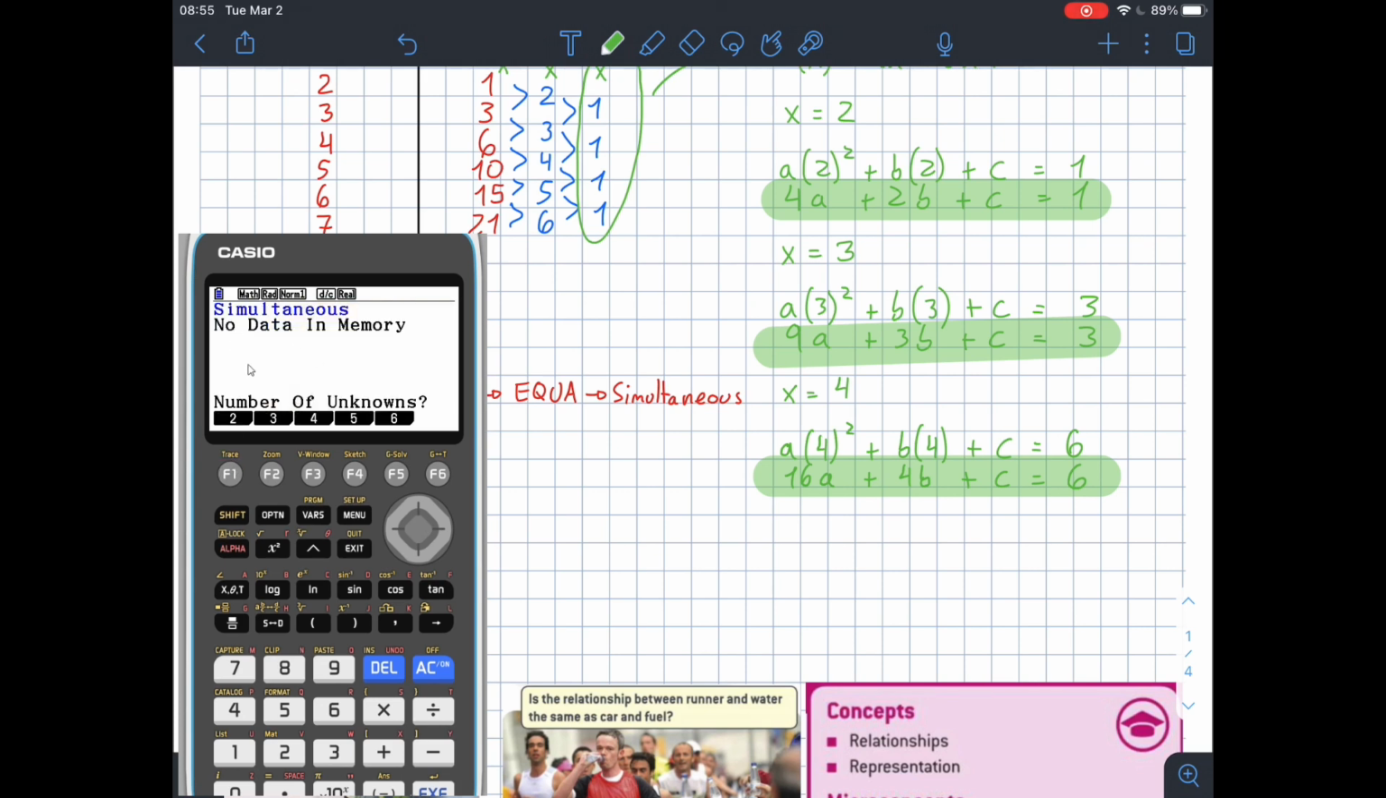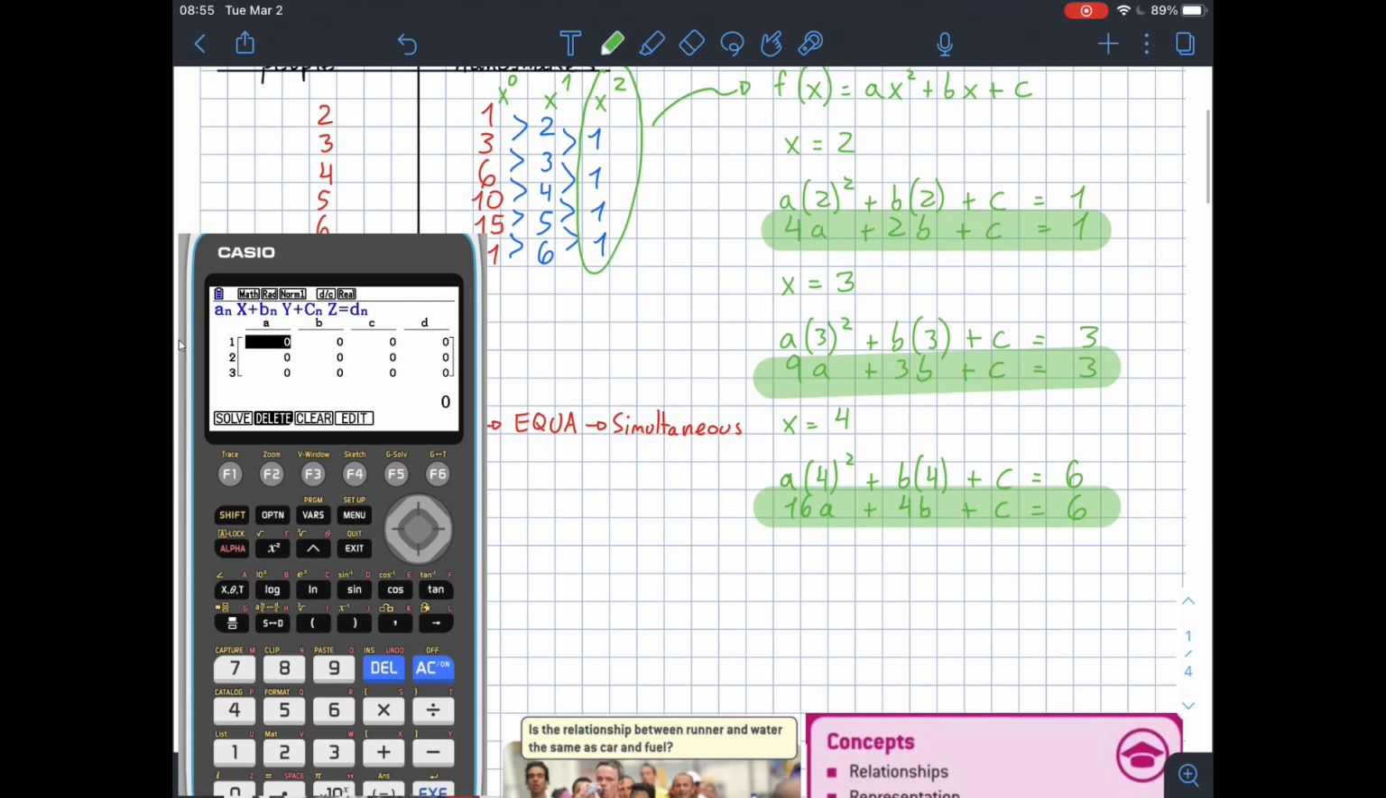So how many unknowns? In this case, we have 3 unknowns, which are A, B, and C, right? So we're going to click on 3, which is F2. And then we have this system of equations, which is exactly the system which I highlighted here. The first equation, second equation, and third equation. So we're going to plug in the coefficients, the numbers in front of the variables, right? So for example, in the first case, 4 is our value of A. B is 2. C is 1. If there's nothing written in front of C, we assume that there's a 1, right? As a coefficient.